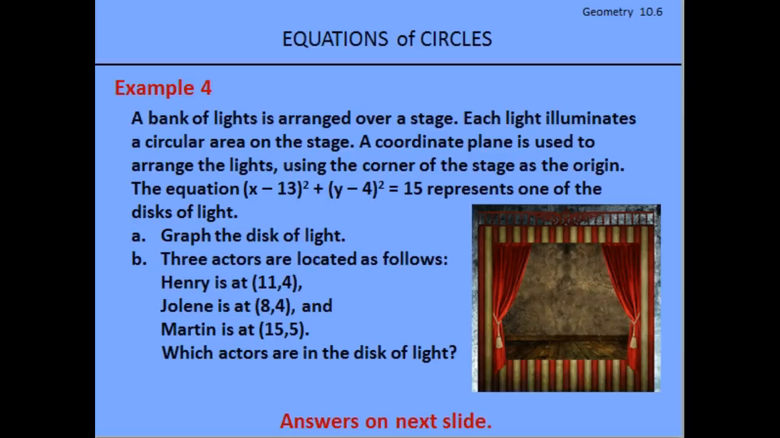And second, 3 actors are located at these 3 points. Which actors are in the disk of light? So you have to graph it first, and then you're going to have to plot these points and see which ones are in the disk of light. Pause, and I'll give you the answer in a moment.